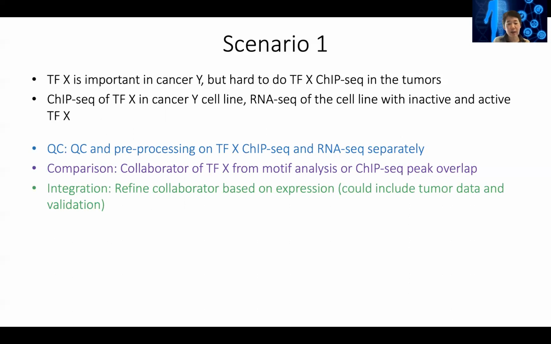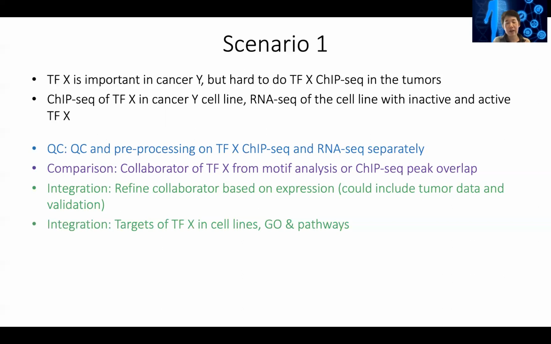Then you try to integrate, for example, the ChIP-seq data with the expression, right? You can use it to refine the actual TF collaborator that you predicted. Is it GATA3 or GATA1 or GATA5, right? You can also use some public tumor data to help you with this. Maybe some factors were never expressed in that cell type. You try to combine the binding with the differential expression to infer the direct targets of the TF.